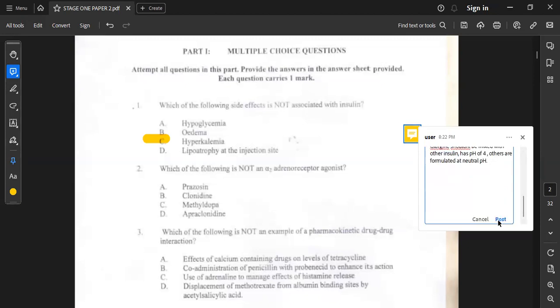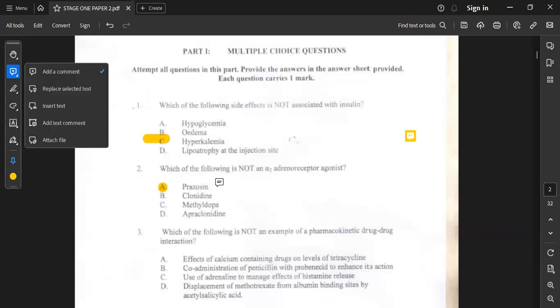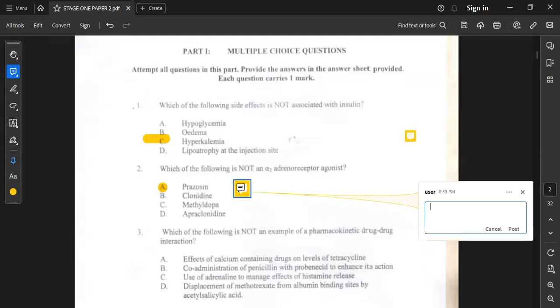Anything else? Okay. Which of the following is not an alpha-2 adrenoreceptor agonist? Prazosin, clonidine, methyldopa, apraclonidine. Oh, yeah. Okay, prazosin. Which receptor is it? Alpha-1 antagonist.